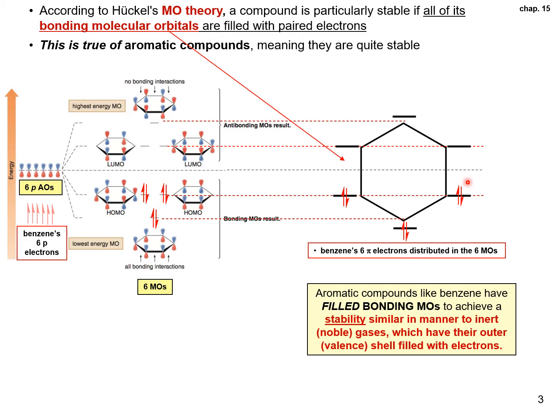So one way of rationalizing the extra stability of benzene is to compare it to the extra stability of the noble gases, in which they had their outer valence shells filled with electrons. So in much the same way, benzene and other aromatic compounds will have their bonding molecular orbitals all filled with electrons, and it gives them this extra stability.